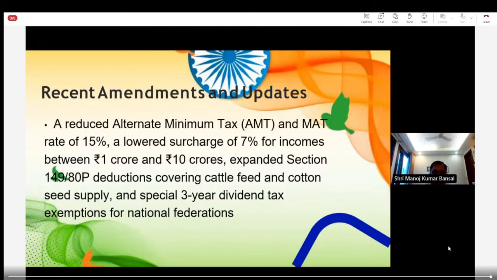This we have already covered, I think. A reduced alternate minimum tax, MAT rate of 15%, a lower surcharge of 7% for incomes between 1 crore and 10 crore, expanded section 149 directions covering cattle feed and cattle.